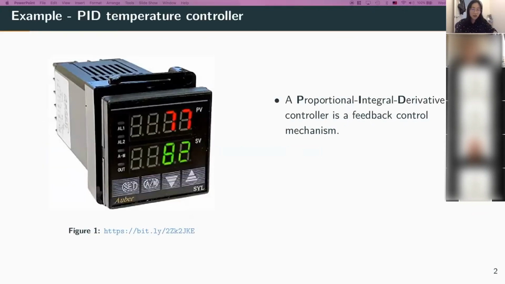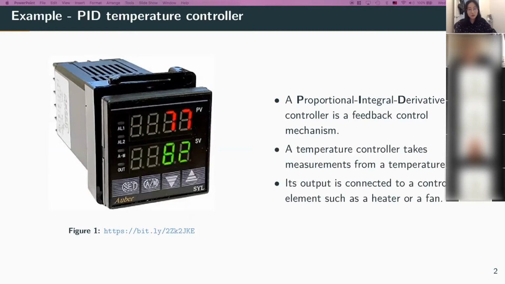So this is a PID controller. It's a feedback controller typically used for temperature or pressure controls. So this temperature controller takes measurements from a temperature sensor and its output is connected to a control element such as a heater or a fan. So that's a very, very simple, very everyday example.